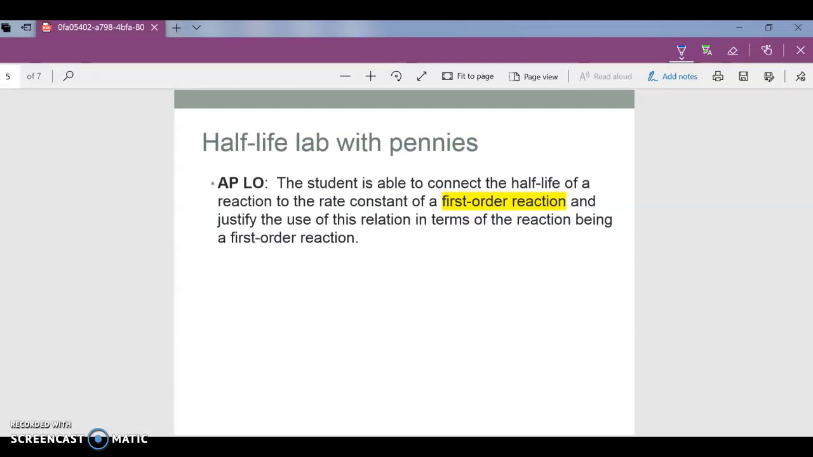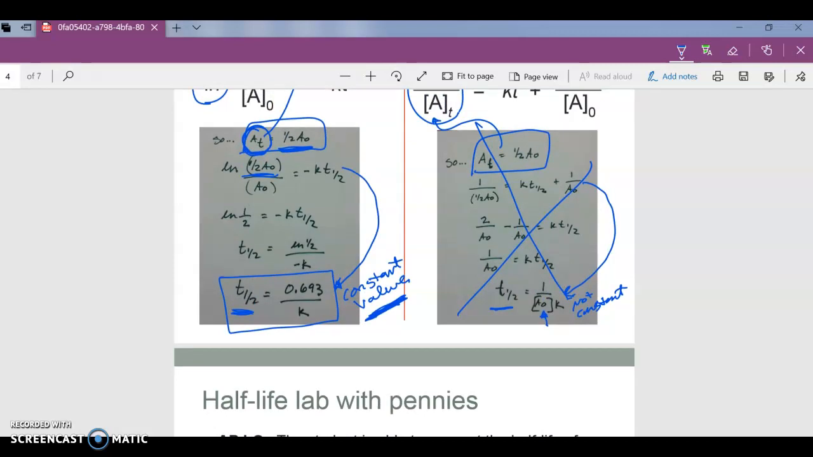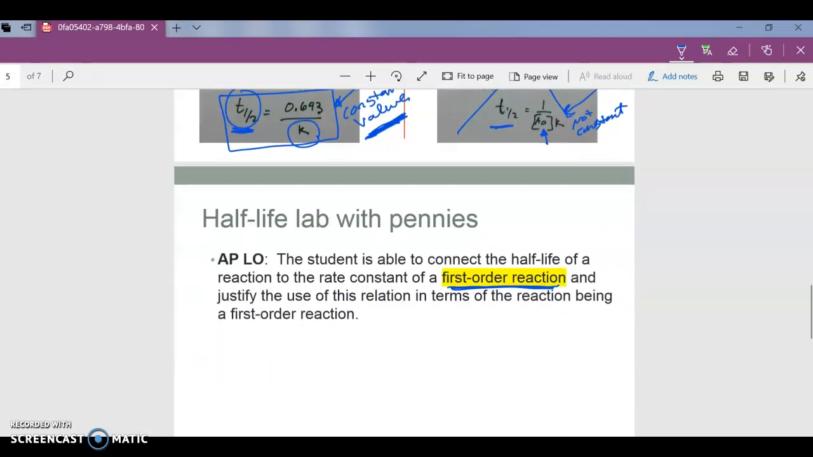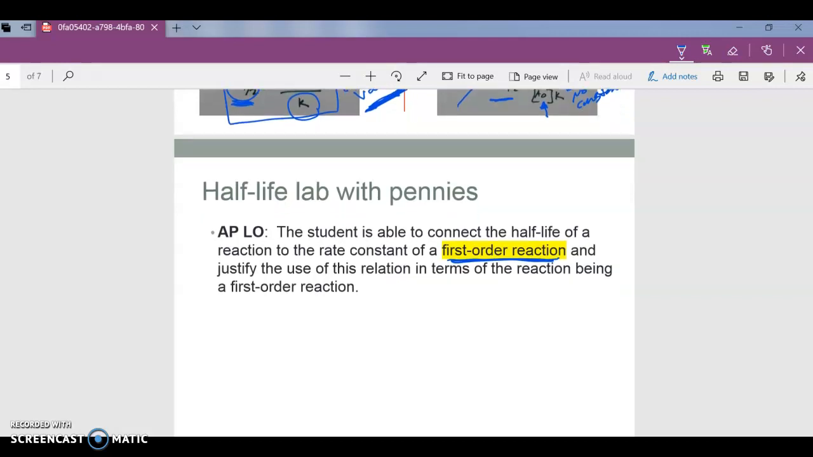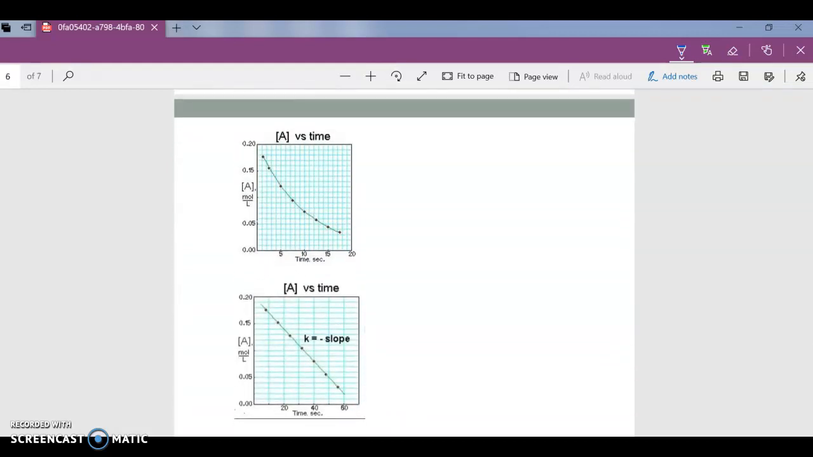The student is able to connect half-life reaction to the rate law of a first order reaction. So in other words, you have to be able to plug in numbers here and solve for k or solve for half-life, depending on which they give you. I know you can do algebra. And justify the use of this relation in terms of the reaction being a first-order reaction. We're going to look at this part next. Justify means I can look at graphs and decide, can I use this equation or can I not?